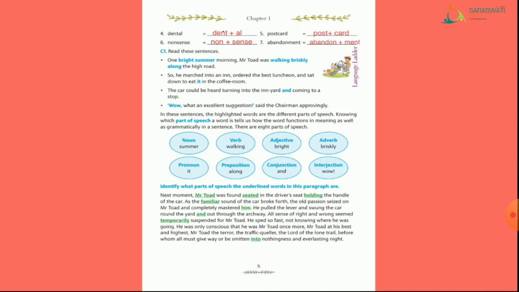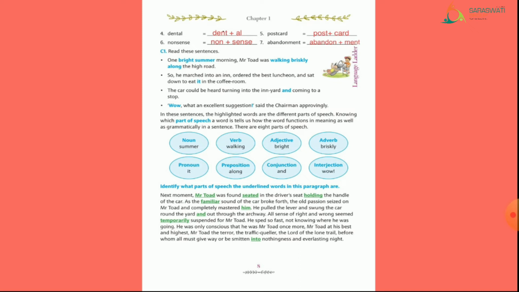Now here some words are underlined. Okay, they are highlighted. Look at them. Mr. Toad, seated, holding, familiar, him, and, temporarily, into. Now these are the words which we have to find out which part of speech it is. Is it a noun? Is it a verb? Is it adjective? Is it adverb? Is it pronoun? Is it preposition? Is it conjunction? Or is it interjection? Okay. So first one, Mr.